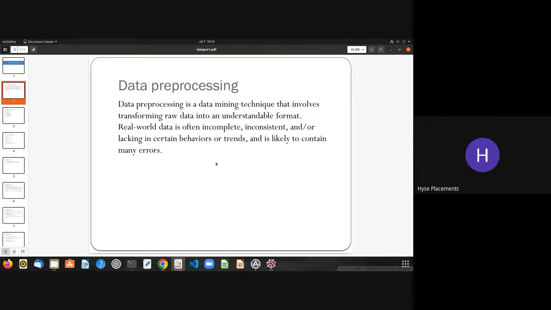Data pre-processing is a data mining technique that involves transforming raw data into an understandable format. Understandable format in the sense that the data can be incomplete, sometimes inconsistent, and or lacking in some behaviors, trends or patterns, and is likely to contain many errors. That's what many errors means, again the garbage thing. So in order to make it a perfectly understandable format, we go into these data pre-processing techniques first. That means before entering into machine learning, we need to do data pre-processing. Clear?